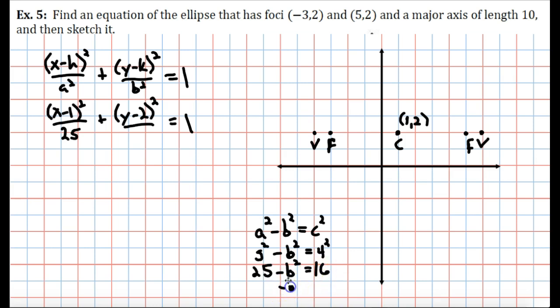So we've got 25 minus b squared equals 16. Subtract the 25 over. Divide by negative 1 and take the square root. We're going to get b equals 3, so b squared is equal to 9. So here is my equation. And then the last piece of information I need to graph it is this: the square root of 9, which is 3, tells me how far up and how far down to go in the y direction.